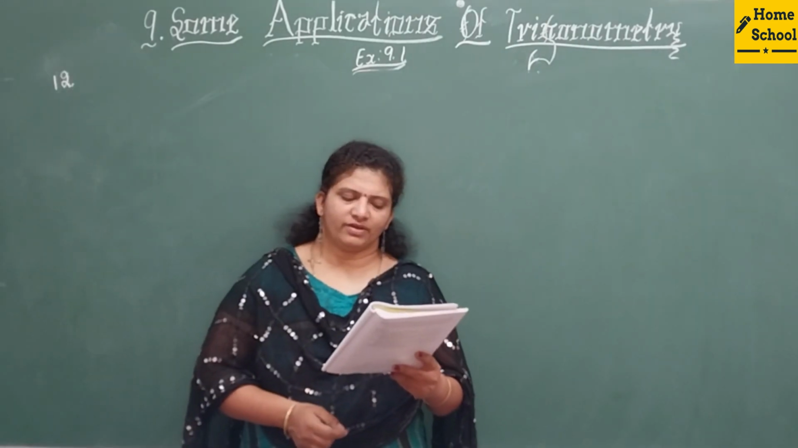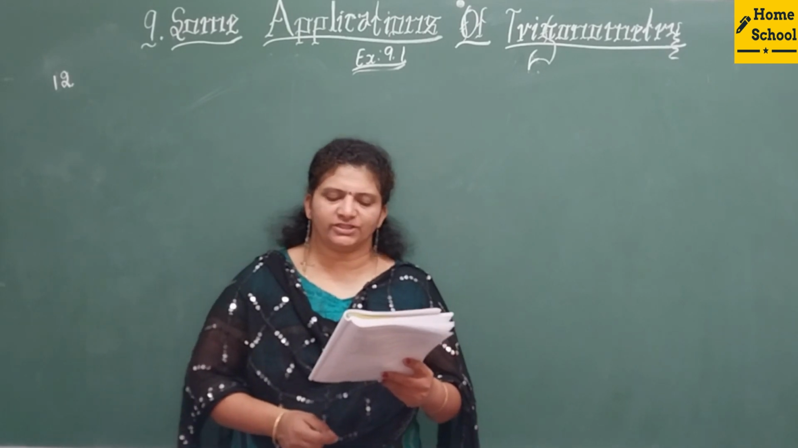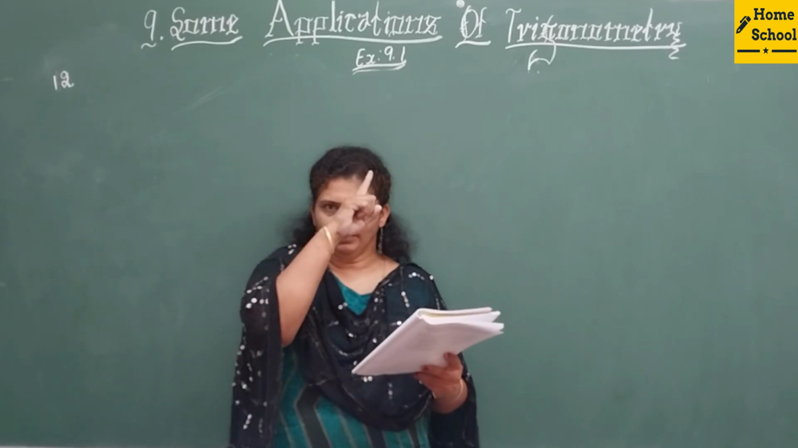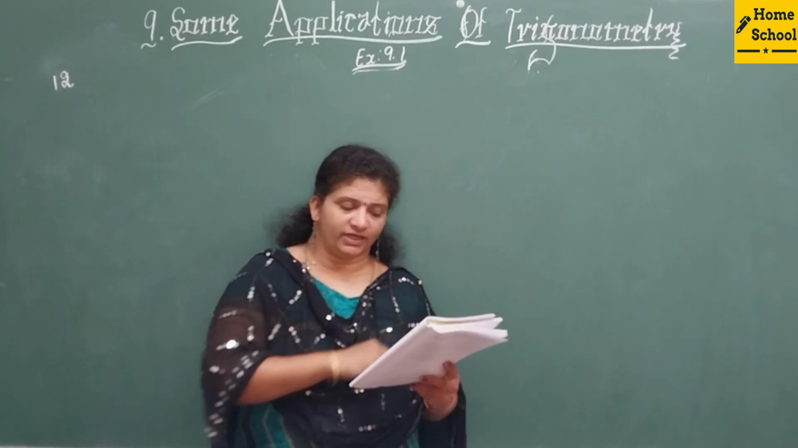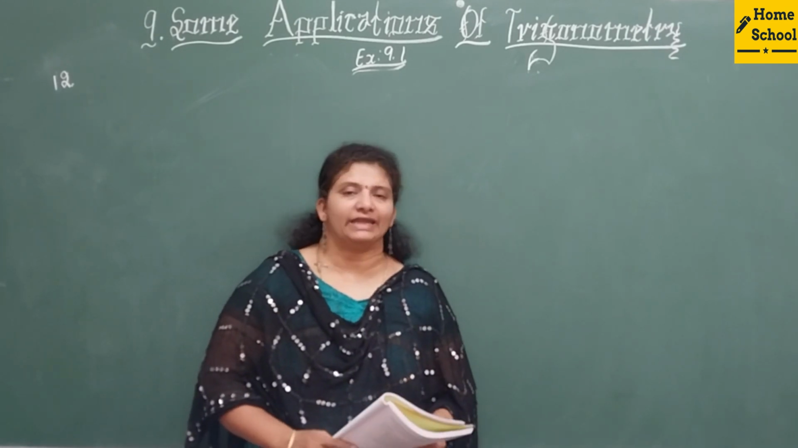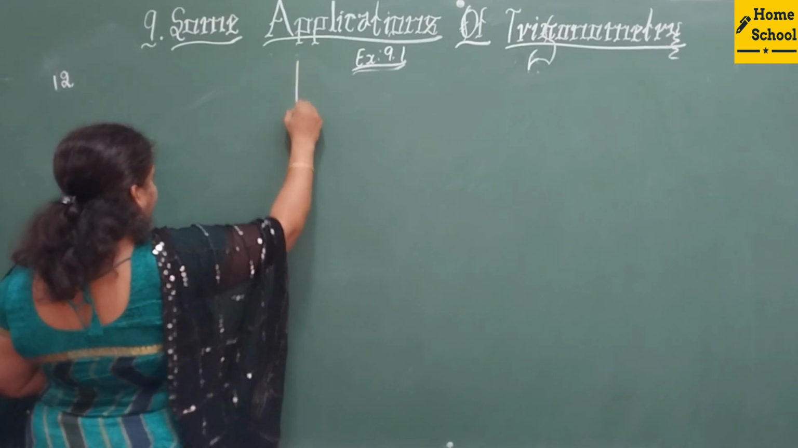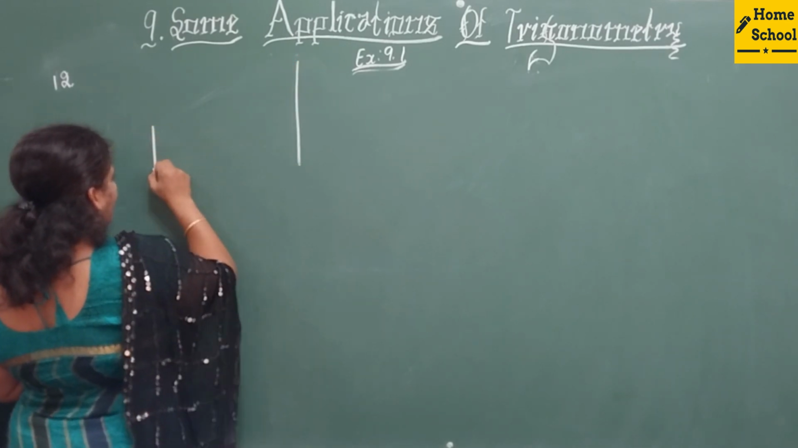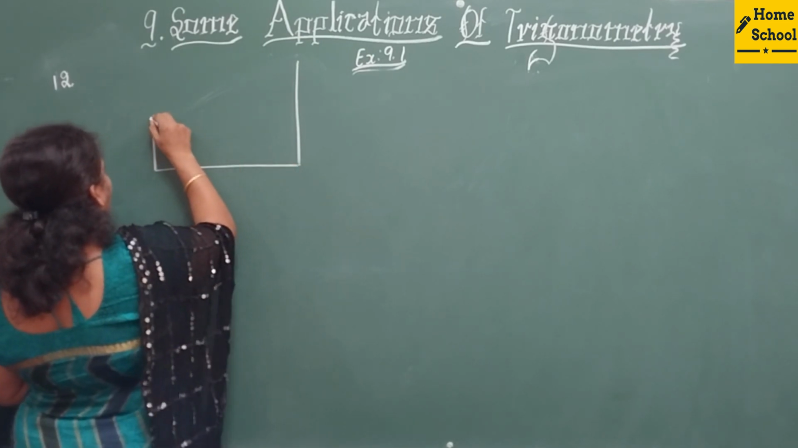12th problem. From the top of a 7 meter high building, the angle of elevation of the top of a cable tower is 60 degrees and the angle of depression of the foot of the tower is 45 degrees. Determine the height of the tower. So what we are going to do now? Draw a tower and a building. Imagine this is the tower and this is the building, right?